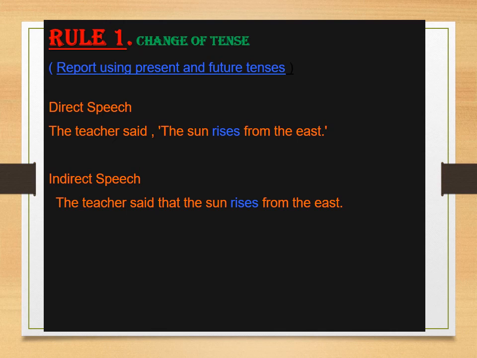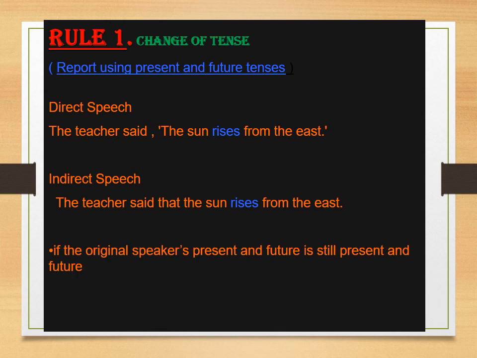So, reporting using present and future tense, you have to be very careful. Read the sentence. If it is a universal truth or a habitual action, we cannot change the tense. We just have to remove the inverted commas and rewrite the sentence using the connector that. If the original speaker's present and future is still present and future, it doesn't change at all. It remains present and future only. In other words, the tense here is unchanged.